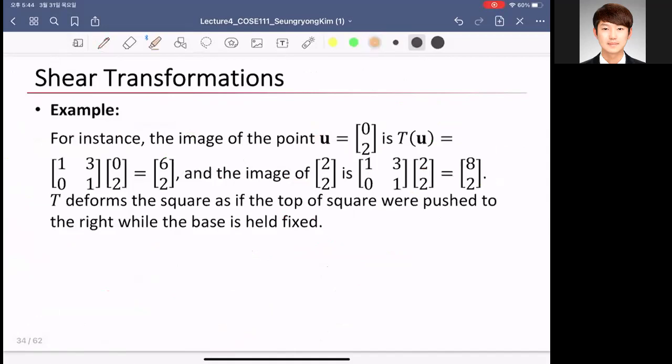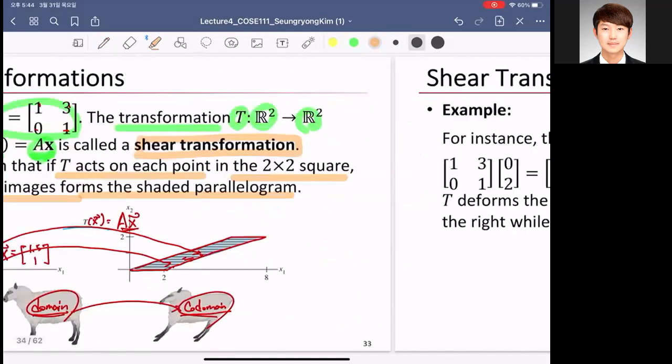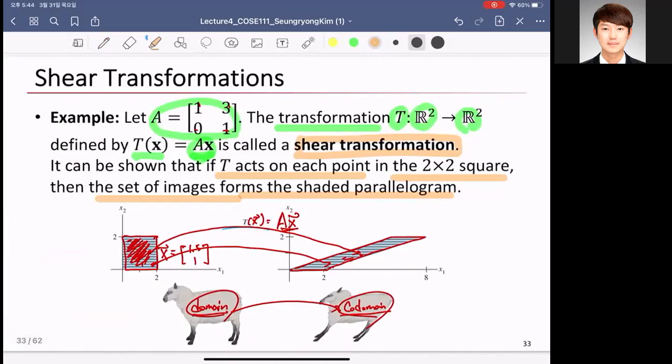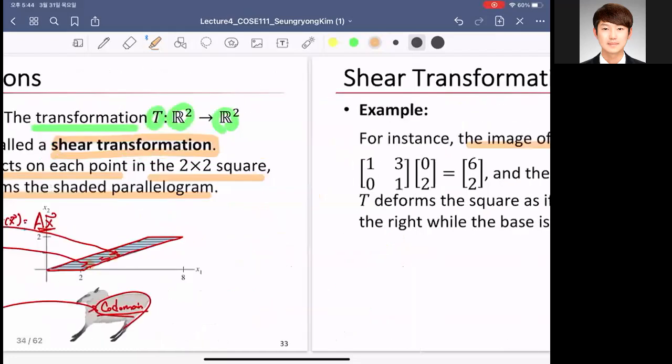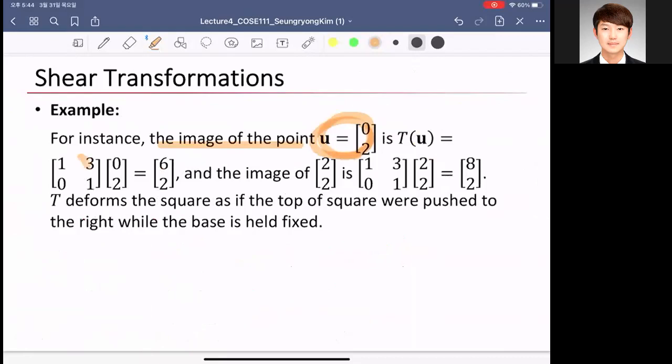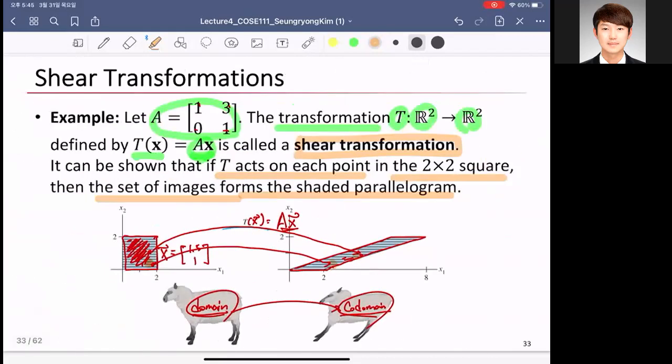Let me show one more example. For instance, continued examples. 그렇죠? 이거 설명하는 거예요. 그래서 if the image of the point U is here, just the image is here. 그렇죠? The A times U. 그렇죠? So if U is [1; 2], then AU is going to be [6; 2], or the image of 2x2 is going to be A times 2x2, so it's going to be 8 by 2. So T deforms the square as if the top of the square was pushed to the right while the base is held fixed. So it's going to be just a parallelogram. So it looks like this. This is one of the examples.